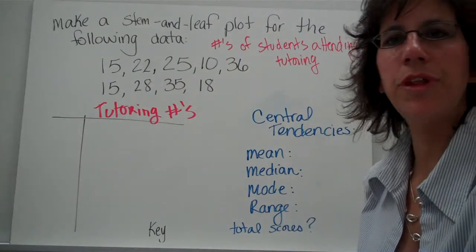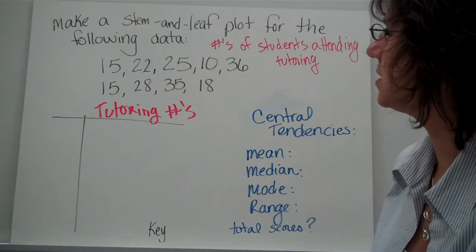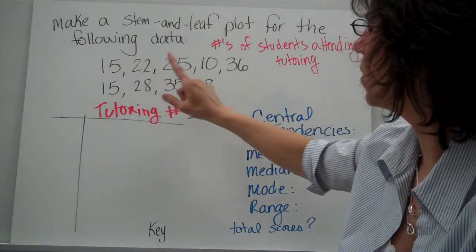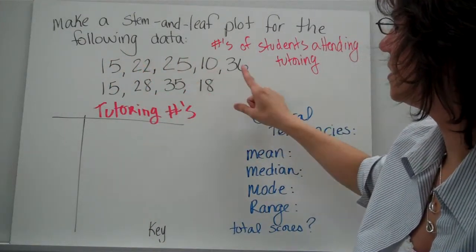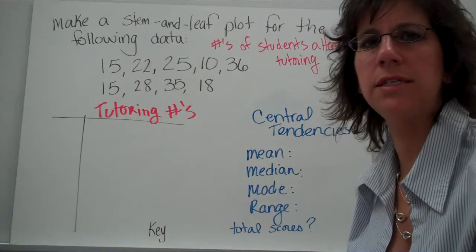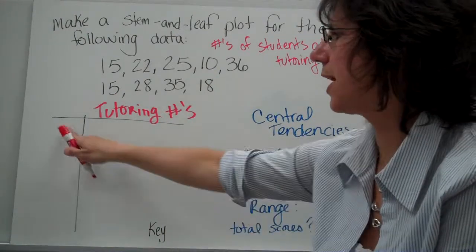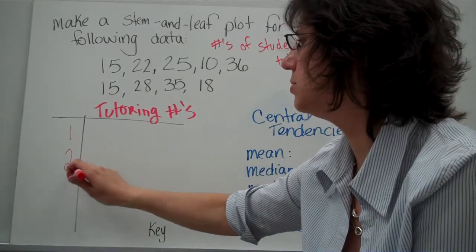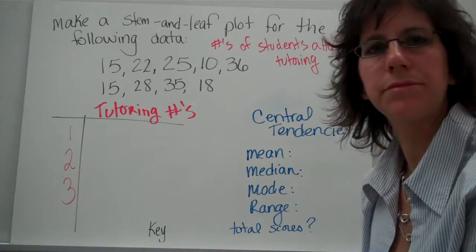And as you look through the numbers, I want you to look carefully and say, gosh, looking at all my stems, I've got 15s, 20s, 20s, there's a 10, 30s. All my numbers range between the teens, the 20s, and the 30s. So when I go to write my stems, I'm going to be looking for 1s, 2s, and 3s.